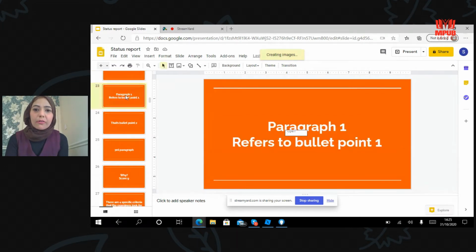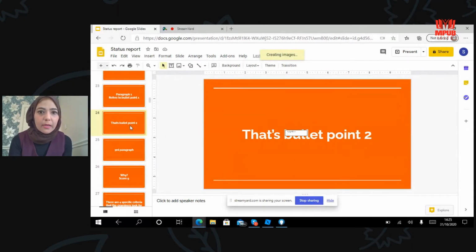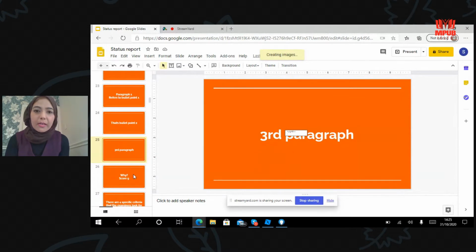So the reasoning for this is that paragraph 1 refers to bullet point 1, and bullet point 2, paragraph 2 refers to it. And the same with the third paragraph, bullet point 3. So as you wanted to know that, why?